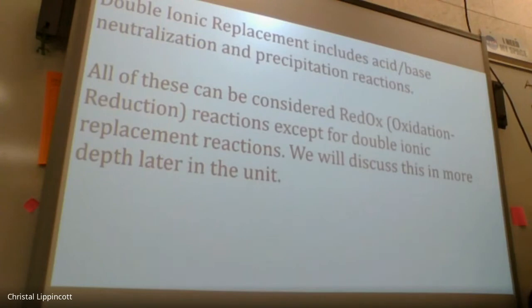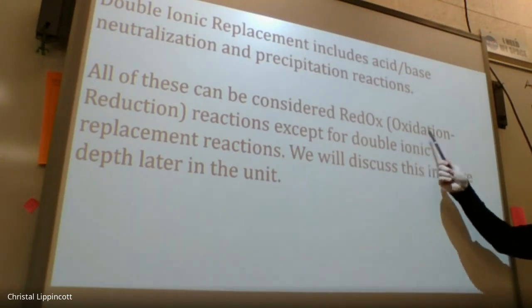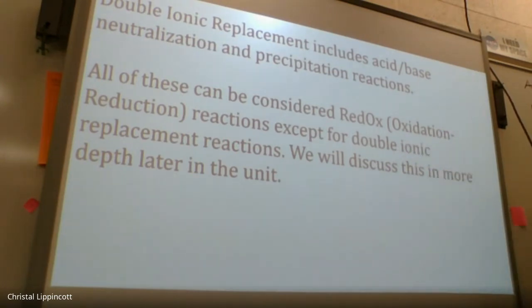Okay. All right. Double ionic replacement includes acid and base neutralization. We're going to talk about those coming up. We're also going to talk about precipitation reactions, and then we also talk about redox reactions. Redox reactions are oxidation reduction reactions, except for double replacement reactions. And like I said, we're going to get into those in more detail.